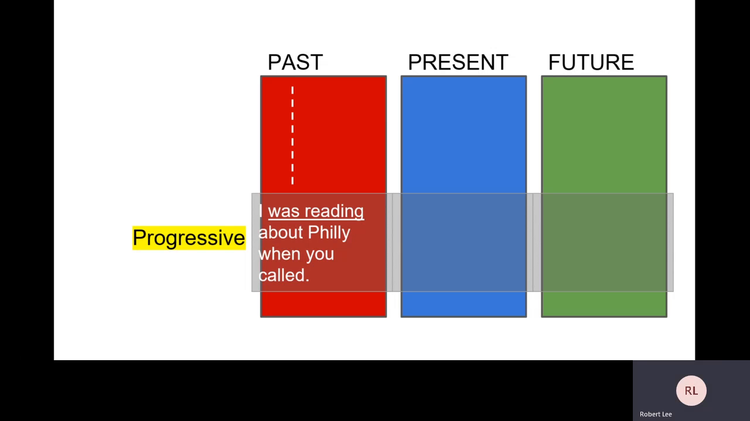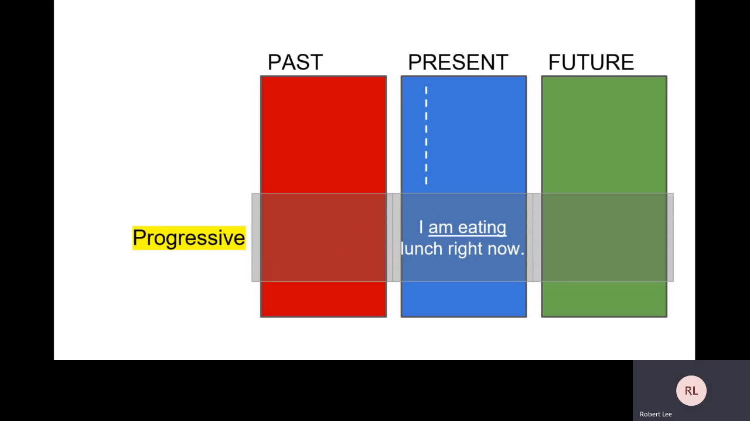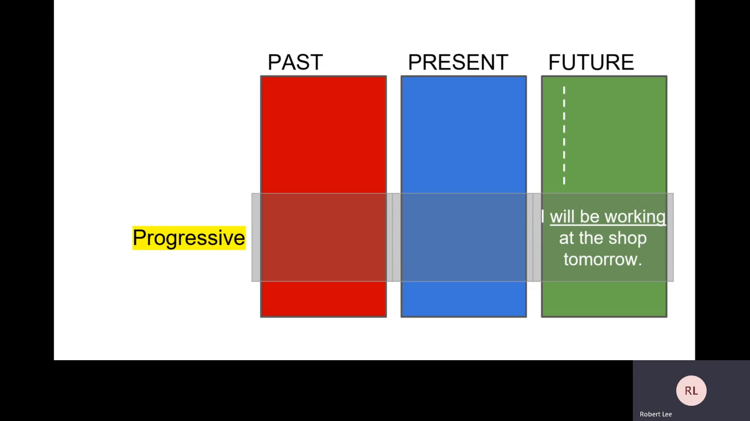So I'm going to give you some examples. For the past progressive tense, I have my sentence, I was reading about Philly when you called. For the present progressive, I am eating lunch right now. For the future, I will be working at the shop tomorrow.